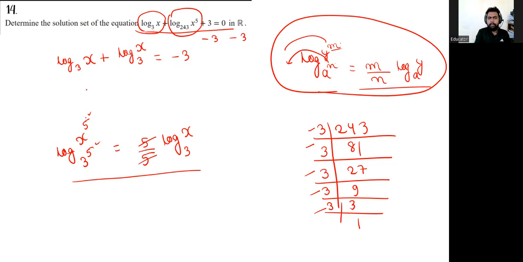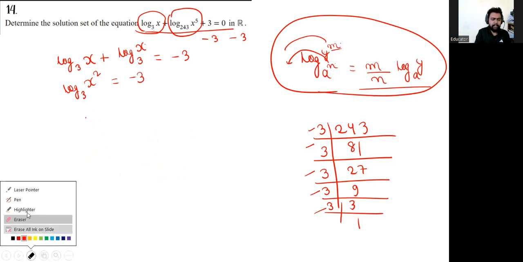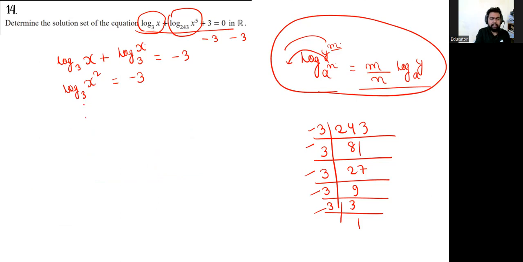No doubt. Now here, the logs are in addition. The addition changes into multiplication. I could write log 3. I can multiply x and x. That will become x square is equal to -3. Now what I need to do, let me rub this step. For the next step, I could change it into the exponent, right? So how to change into the exponent? I will write my base. The input will become my output, and this output will become my input, which will turn into the exponent.